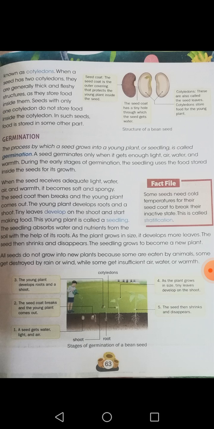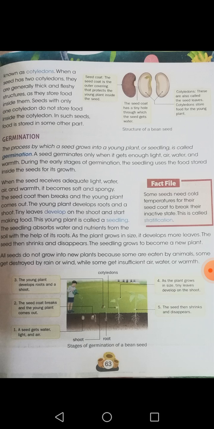The seedling, that is the young plant, the small baby plant, will absorb water and nutrients from the soil with the help of its root, and then it will grow into a bigger size, resulting in the development of more and more leaves. The seed will shrink and then disappear when the plant has grown enough. Then the seed is not required. So firstly it will start shrinking. Shrinking means becoming smaller; after becoming smaller, it will disappear, right? So this is how a seedling grows into a new plant.